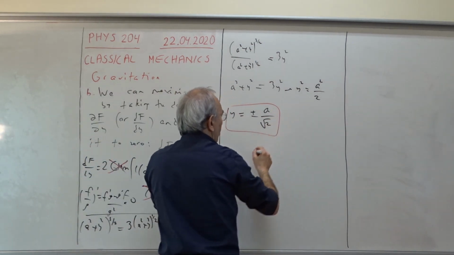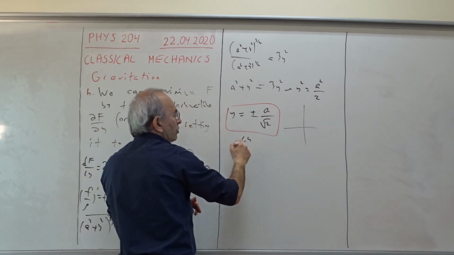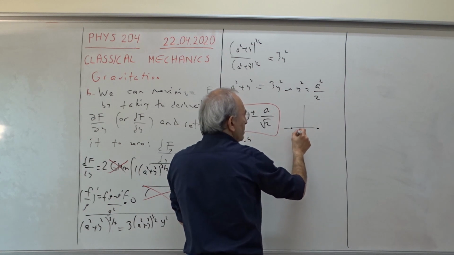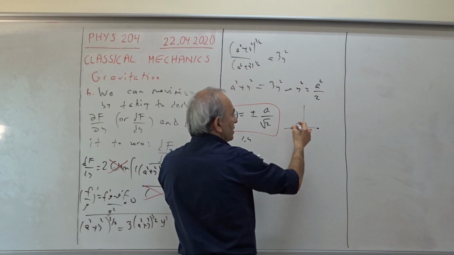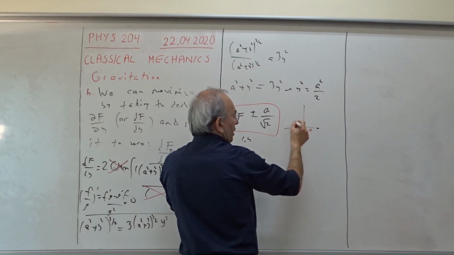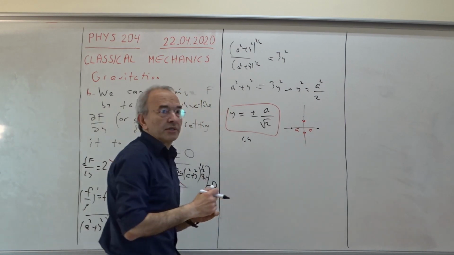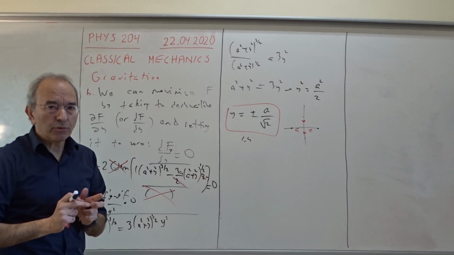So y is equal to a over root 2. What is root 2? 1.4. So a over 1 over 1.4. This is the initial case. These distances are a and a. Just a single a corresponds to somewhere here. It is a bit less than maybe here. These are the positions where the force will be maximum.